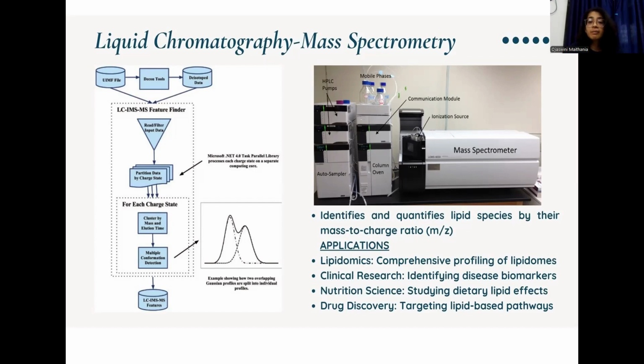Once the separated compounds exit the LC column, they enter the mass spectrometer. Here, they are ionized, meaning they are converted into charged particles called ions. These ions are then accelerated through an electric field and passed into a mass analyzer. The mass analyzer sorts the ions based on their mass to charge ratio. In simpler terms, mass spectrometry tells us how much of each ion is present and the mass of each ion. Thus, this helps us to identify the individual compounds present in a sample with incredible precision.